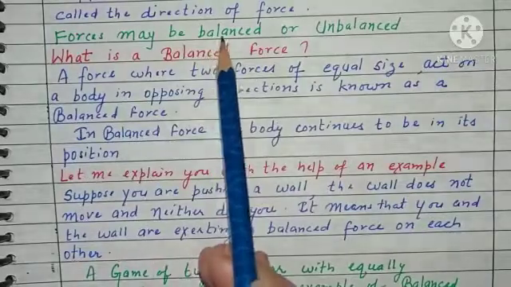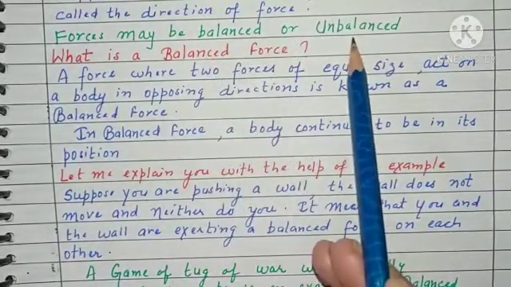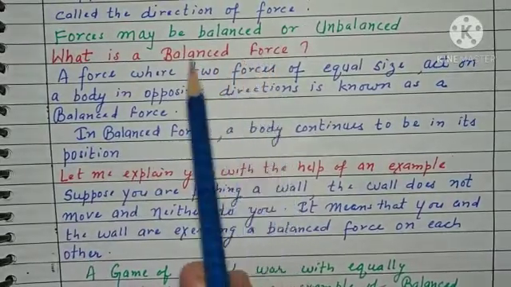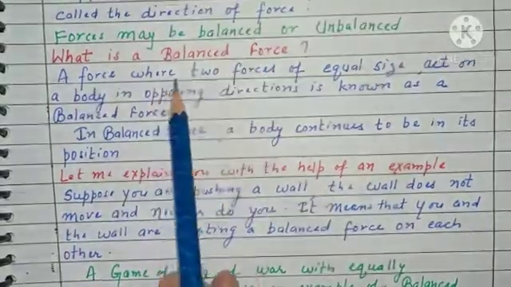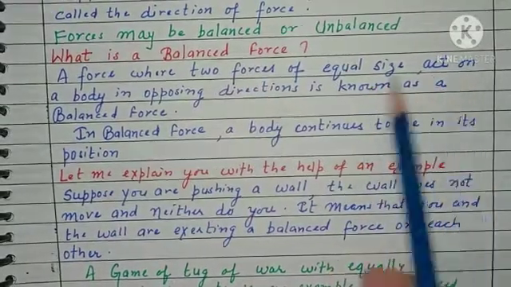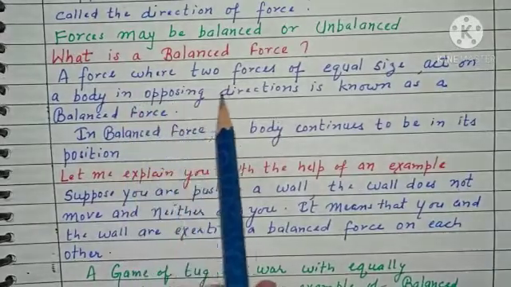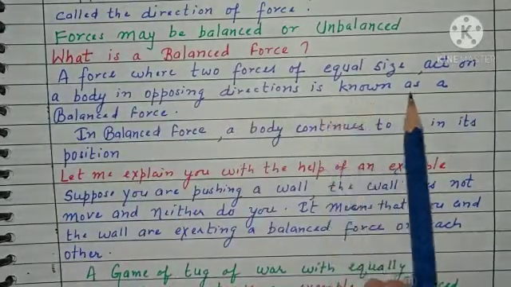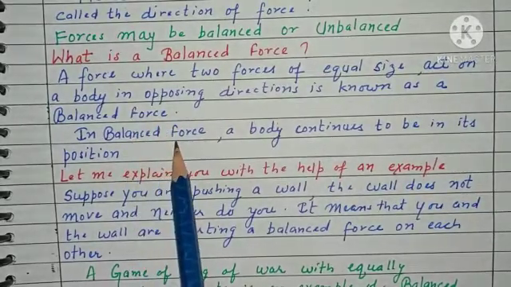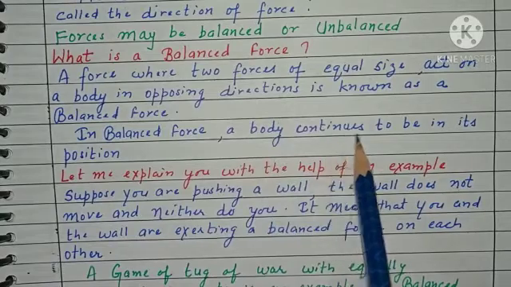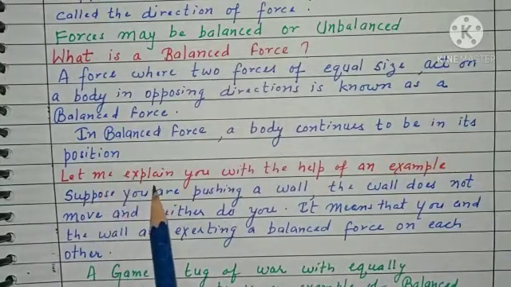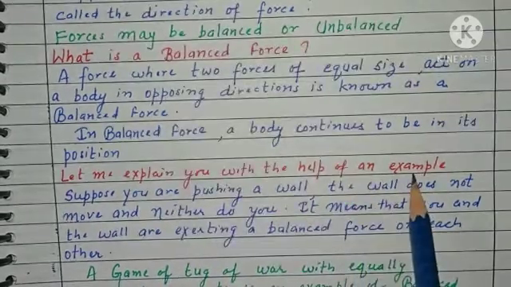Forces may be balanced or unbalanced. What is a balanced force? A force where two forces of equal size act on a body in opposing directions is known as a balanced force. In balanced force, a body continues to be in its position. Let me explain with the help of an example.